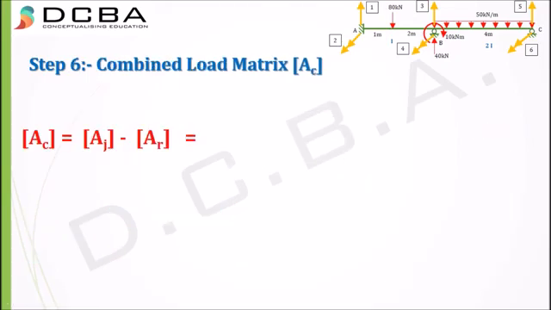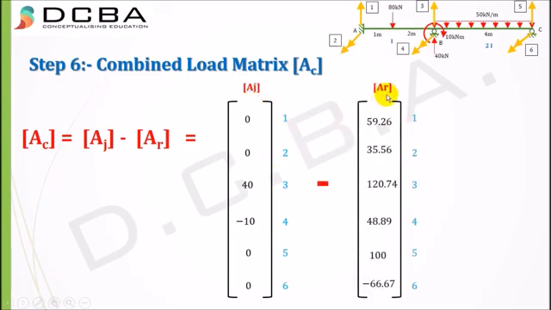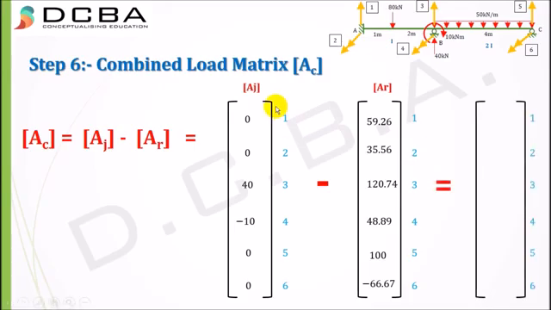Step 6 is to find the combined load matrix, denoted as AC, and AC is equal to AJ minus AR. Very simple, AJ minus AR. The AJ matrix was this, the AR matrix is this. We need to just subtract them. Simple subtraction of matrices will give me 0 minus 59.26 is minus 59.26. Again, this is minus 35.56. 40 minus 120.74 is minus 80.74. Minus 10 minus 48.89 is minus 58.89. 0 minus 100 is minus 100. 0 minus of minus 66.67 is plus 66.67.